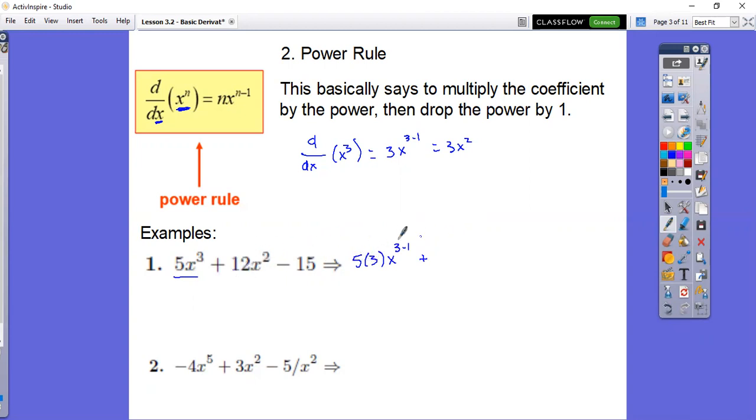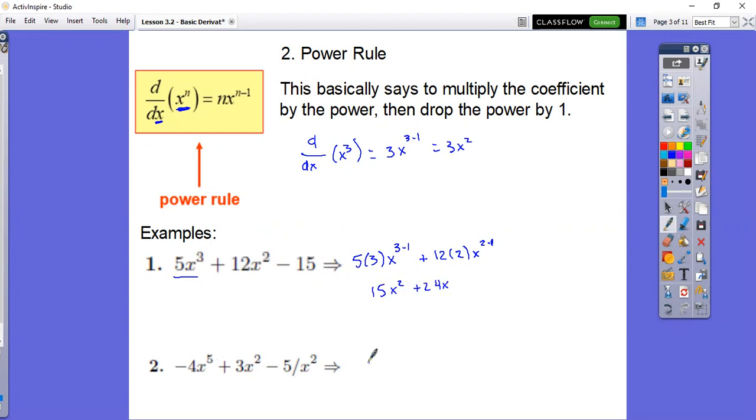So the derivative of this next term will be 12 times the power, which is 2, times x to the 2 minus 1. And this last term, I noticed, is a constant, so that derivative is just 0. So then when I simplify this, this would be 15x squared plus 24x. If we notice, 3 times 5 is 15, drop the power by 1, 15x squared. 2 times 12 is 24, drop the power by 1, 24x.